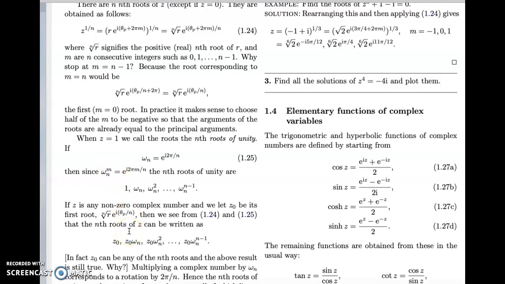So we can actually write the nth roots of z simply as the first root, and then the first root multiplied by the first root of unity, then multiplied by the second root of unity, and upward all the way up to the nth root of unity raised to the power n minus 1.